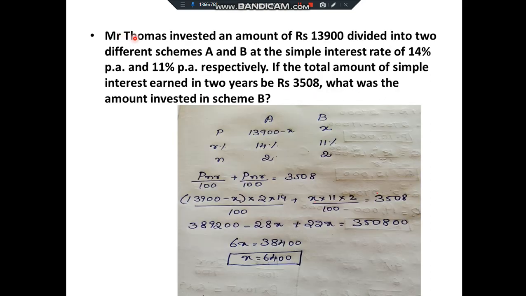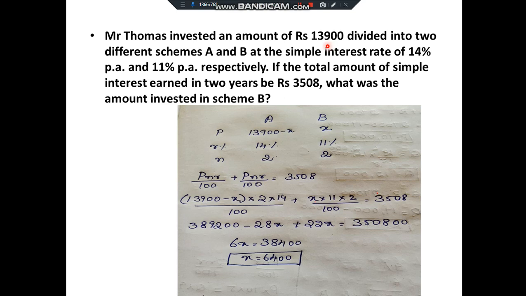Mr. Thomas invested an amount of rupees 13,900 divided into two different schemes A and B at the simple interest rate of 14% and 11% per annum respectively. The total amount of simple interest earned in 2 years is 3,508. What was the amount invested in scheme B? So what all is given? Amount invested, don't consider it to be amount. Invested means principal only.